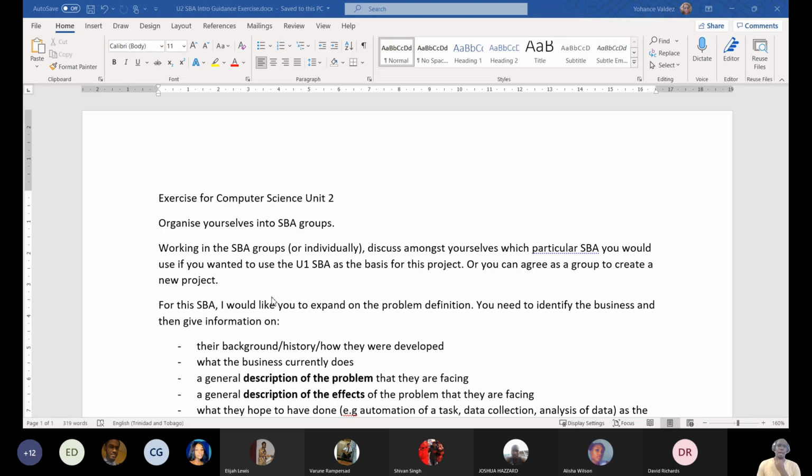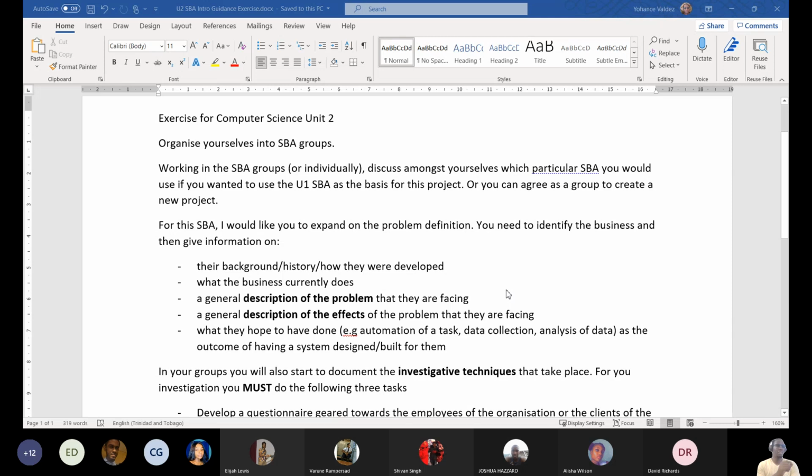So for this SBA, I want you to expand on your problem definition that you would have had from last year. You want to identify the business or the organization and give information on the business's background or history, or how the business was developed, what the business does currently. You want to provide a general description of the problem that they are facing, a general description of the effects of the problem.